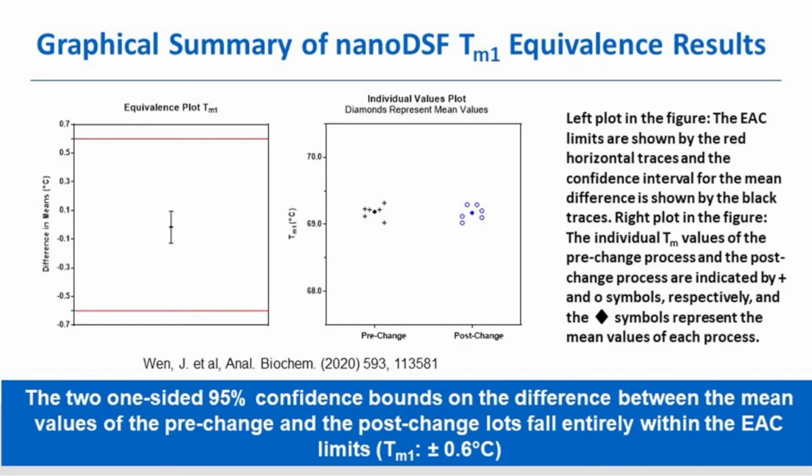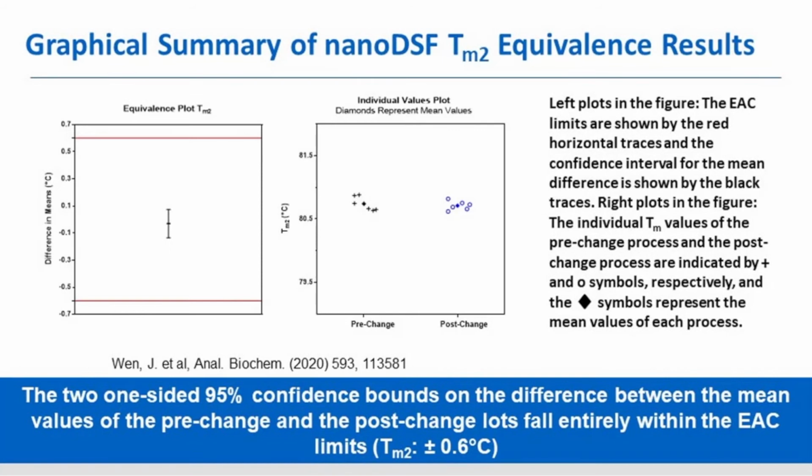So the two one-sided 95% confidence bounds, this one and this one, and the difference between the mean value here of the pre-change and the post-change lots fall entirely within the EAC limit.